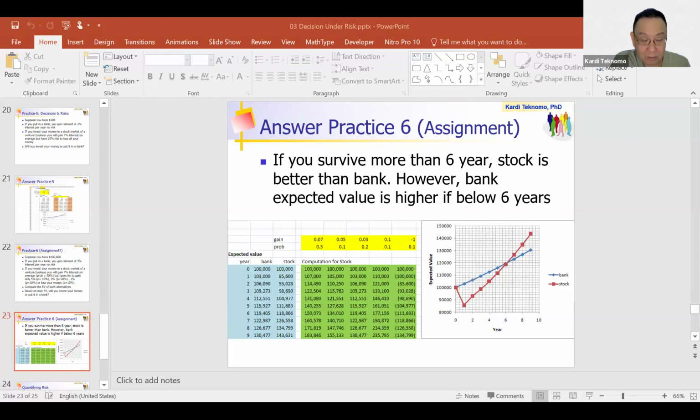now you can see we have the stocks here. You put all the possible gains in here, and then you also put the probability, compute it for various years, and plot it. Then you can start to see that up to certain years, say up to 6 years, the stock is actually better than the bank.